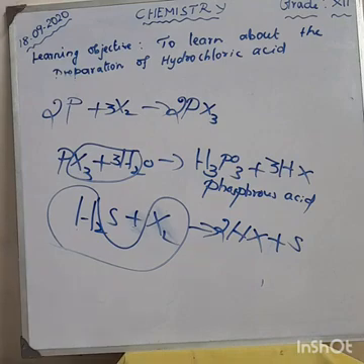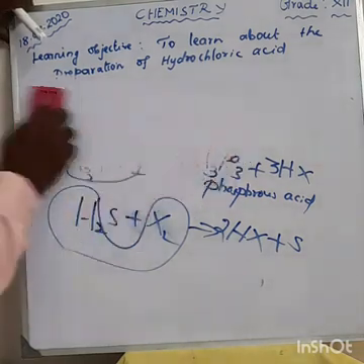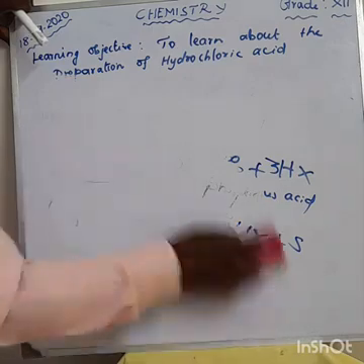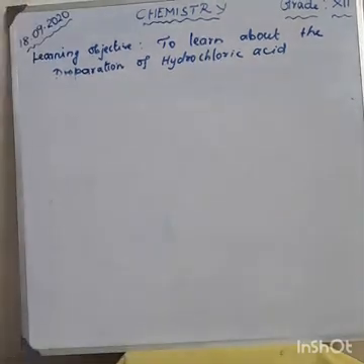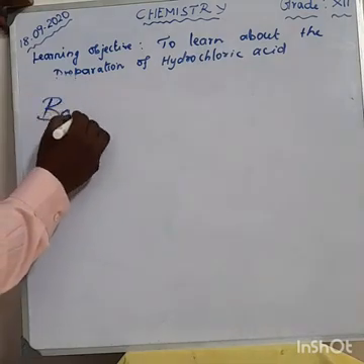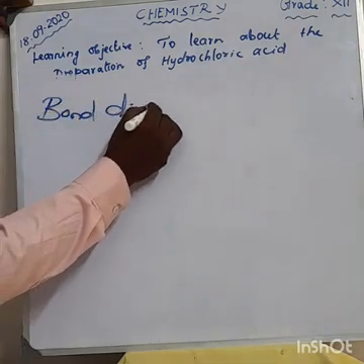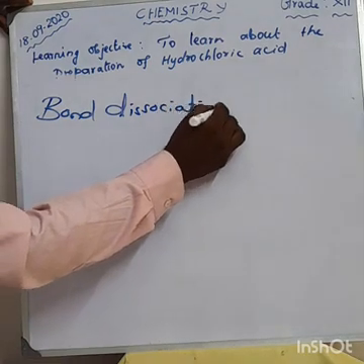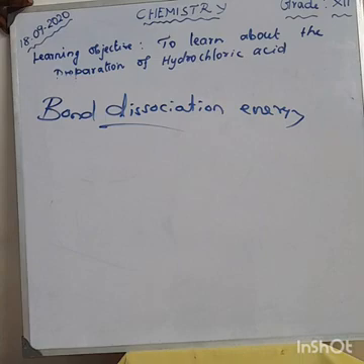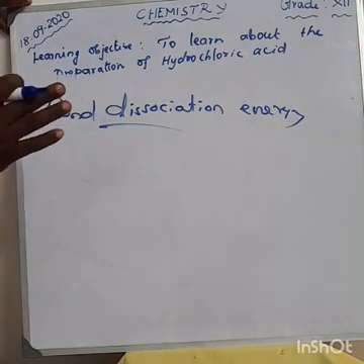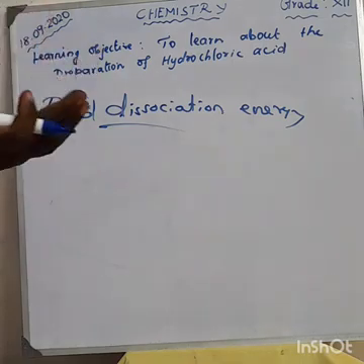Next, what are the general properties of hydrogen halide? Here we are saying bond dissociation energy. Bond dissociation energy of hydrogen halide. That is, some of the molecules possess a certain energy. That is the bond dissociation energy here. Dissociation means we are separating.